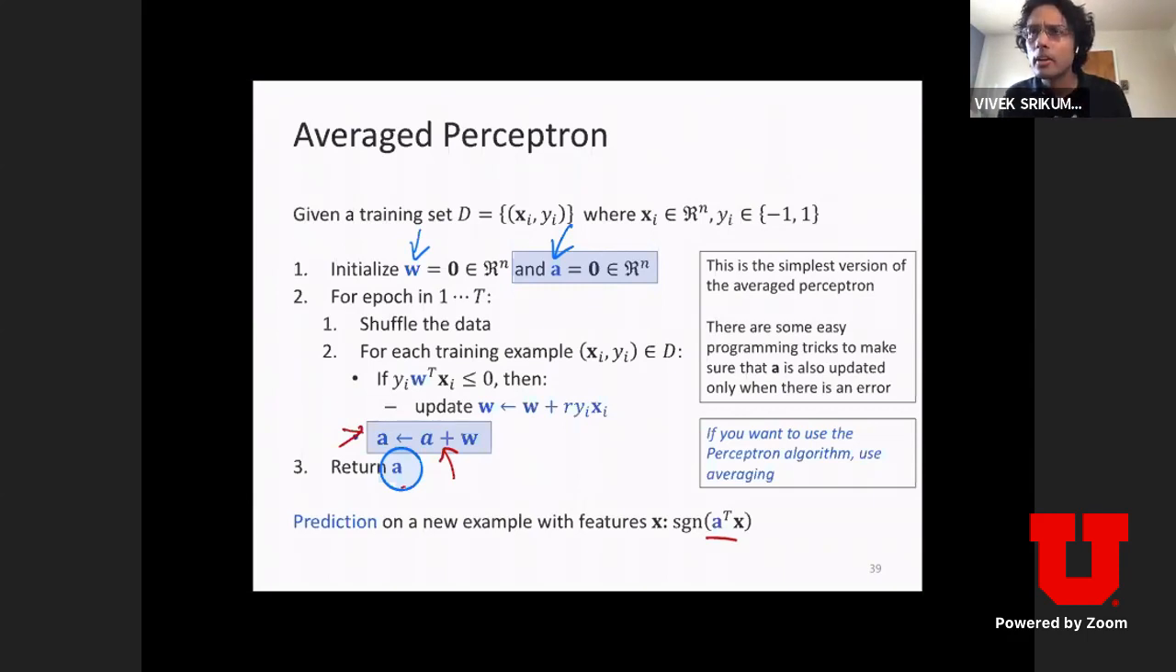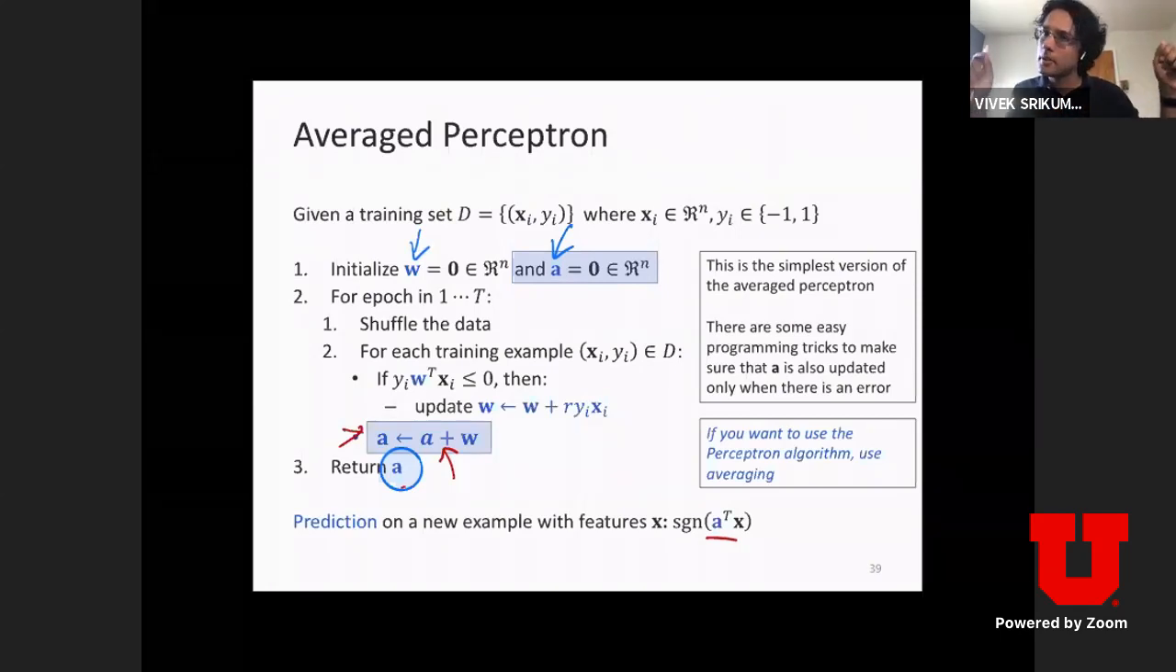Does this answer your question, Kristen? And we looked at the motivation for why this is a reasonable idea at the end of the previous lecture. The intuition is you don't want to accidentally throw out a weight vector that has survived for many, many examples without an update, just because of some noise that came along at the very last stage, for example.